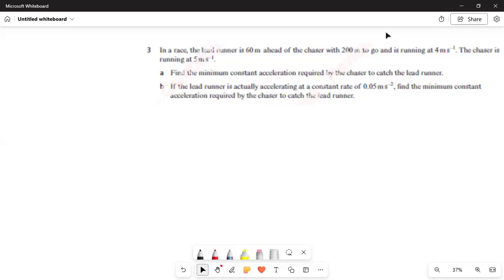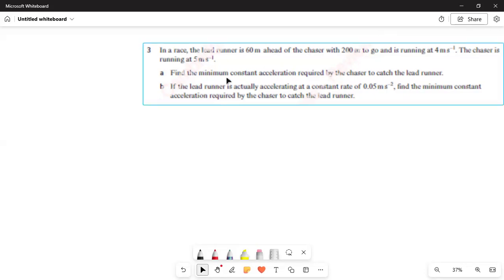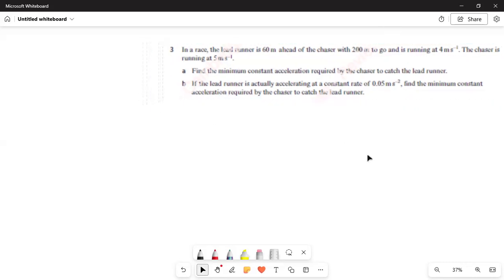We will be doing question number 3 in mechanics. This is an interesting question, not very challenging. The situation is there's a race going on, and we have two runners. Let me make the current choice.